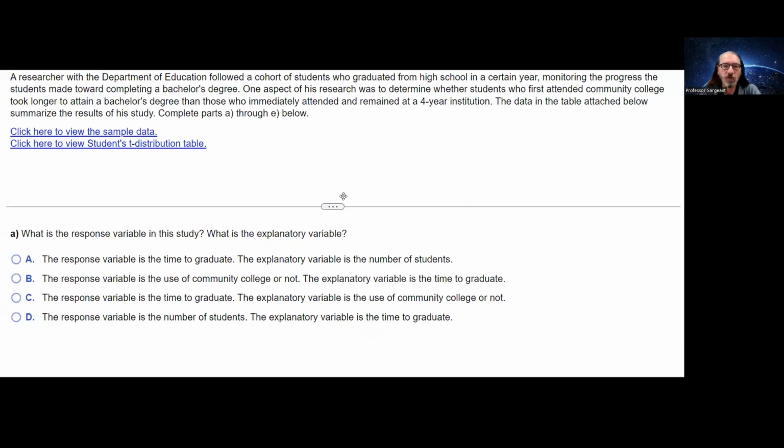So getting to our first example here, Department of Education, a researcher with the Department of Education followed a cohort of students who graduated from high school in a certain year, monitoring the progress the students made towards completing a bachelor's degree. One aspect of his research was to determine whether students who first attended community college took longer to attain a bachelor's degree than those who immediately attended and remained at a four-year institution.